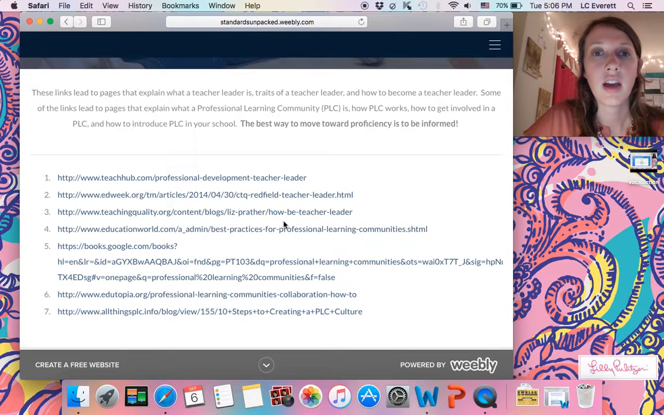I found that a lot of times PLCs aren't necessarily used the way they were intended to, so it's important that you know how they work and how to implement them. And the best way that you can move towards proficiency and know what you're doing is to be informed on the components of these standards.